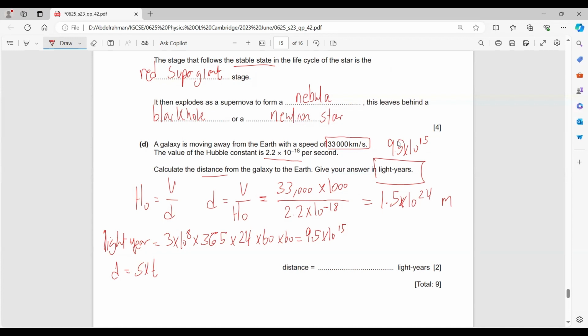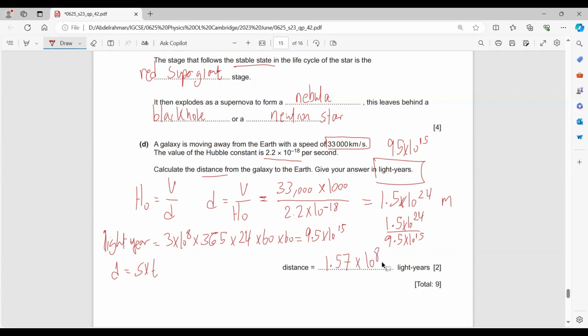So I have the distance in meters and the value of a light year in meters. All I'll do is divide them: 1.5 times 10 to the power of 24 divided by 9.5 times 10 to the power of 15. Can someone find the final answer? It's 1.57 times 10 to the power of 8.